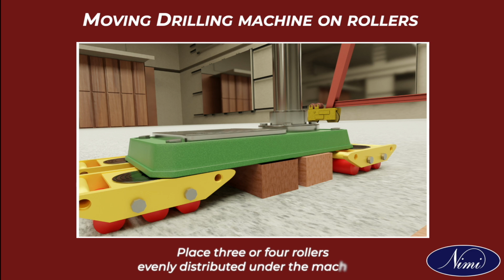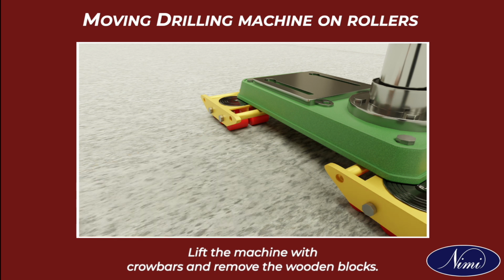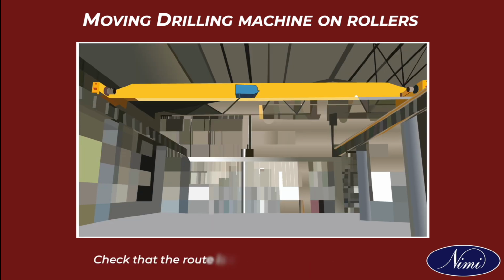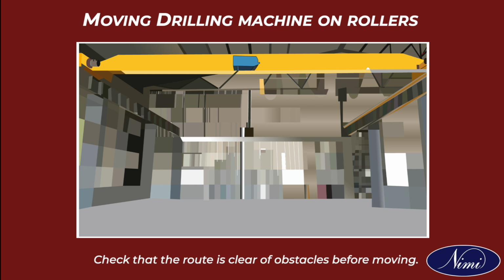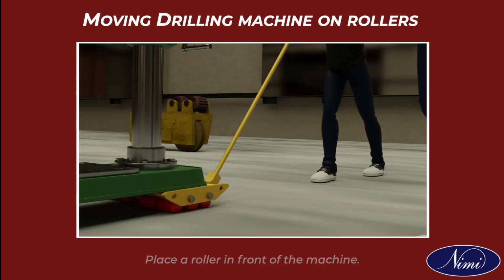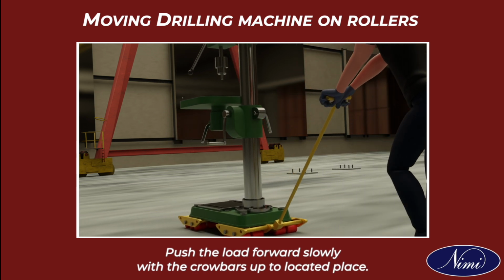Place 3 or 4 rollers evenly distributed under the machine. Lift the machine with crowbars and remove the wooden blocks. Lower the machine evenly onto the rollers. Check that the route is clear of obstacles before moving. Place a roller in front of the machine. Push the load forward slowly with the crowbars up to the located place.